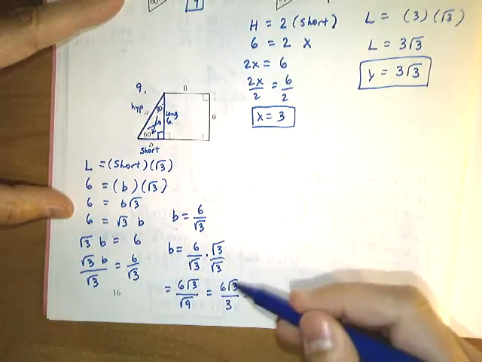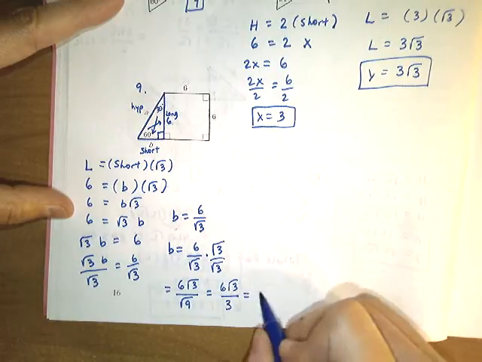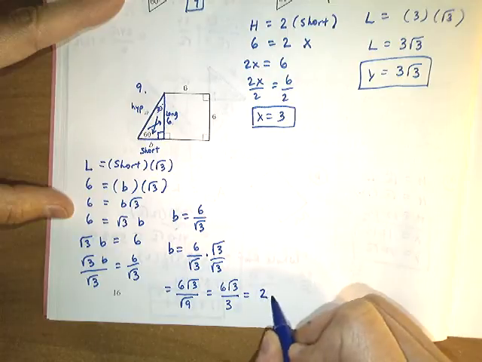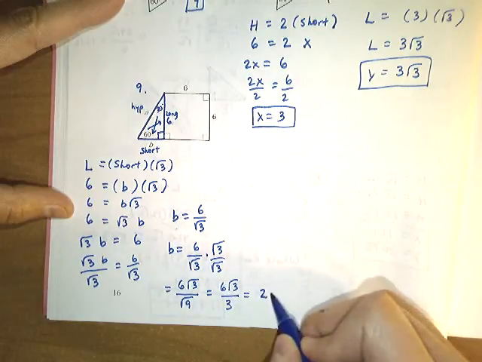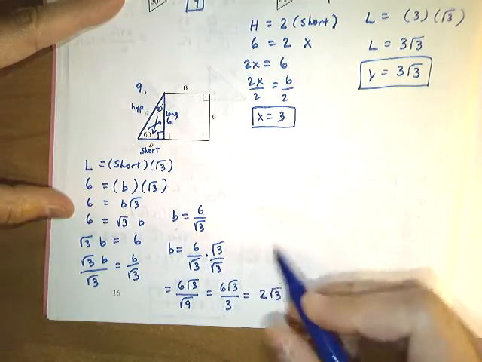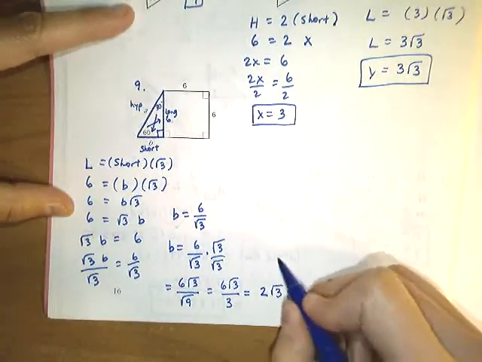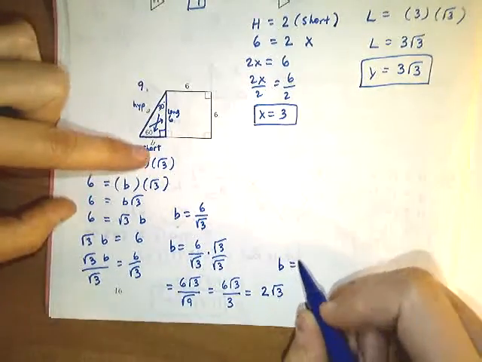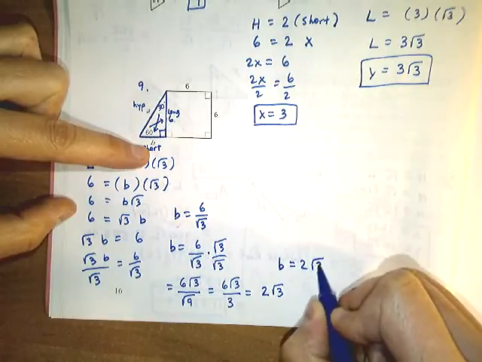And then if we can do any division, we should. 6 divided by 3 is 2. Square root of 3, bring that along on your answer. So I found out that side B, that's my short leg, is 2 root 3 in length.